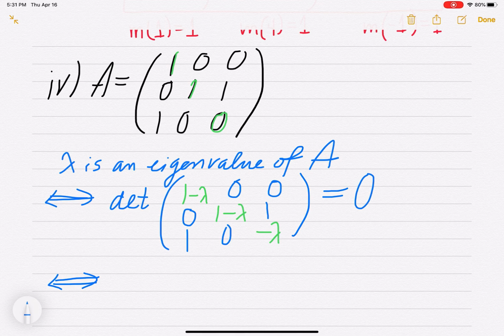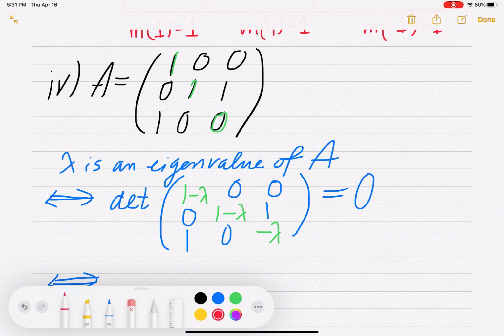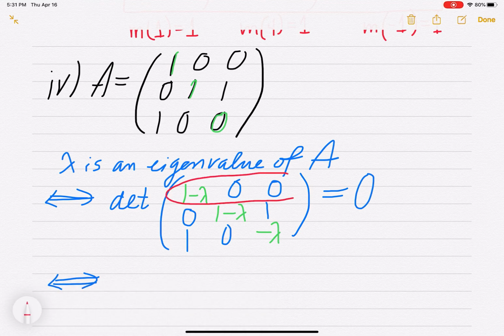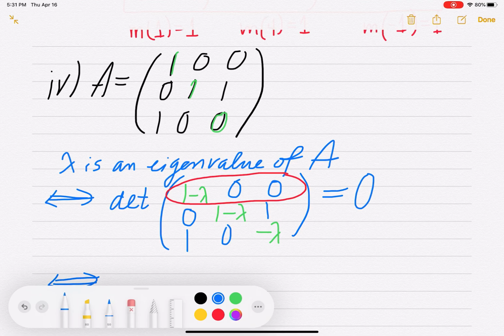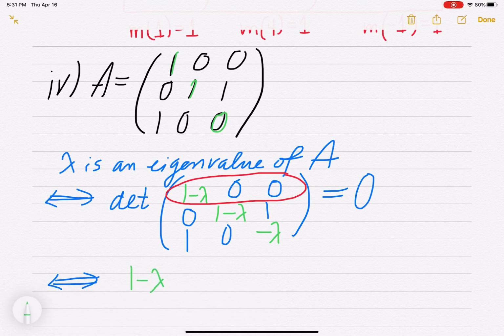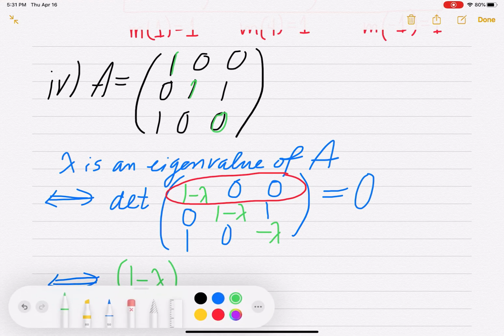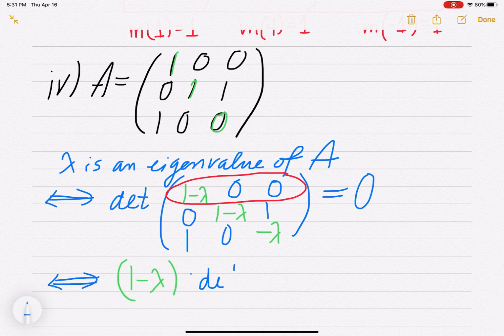All right, so we want to take the determinant of that. I think it's easiest to take the determinant if you expand across the first row. If you do that, you're going to have 1 minus lambda times the determinant of the submatrix. So you cover up the first row and the first column, and you're going to have 1 minus lambda, 0, 1, negative lambda.